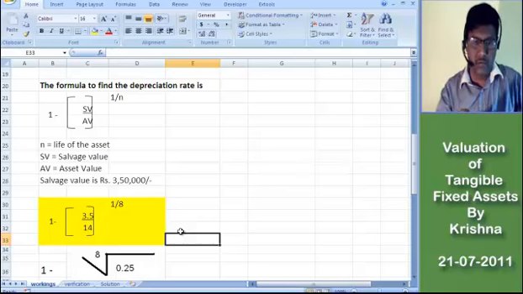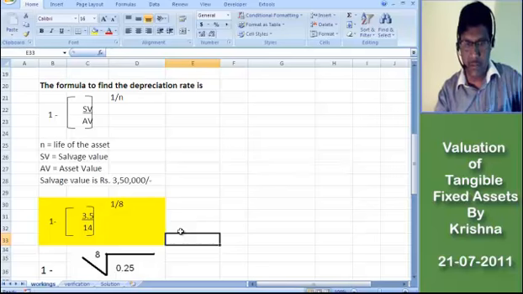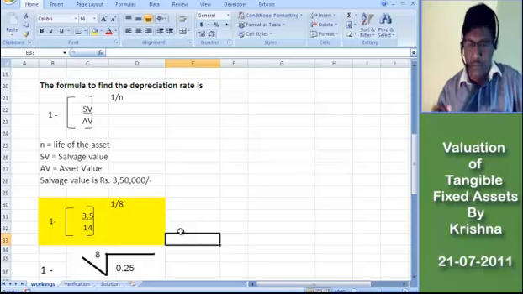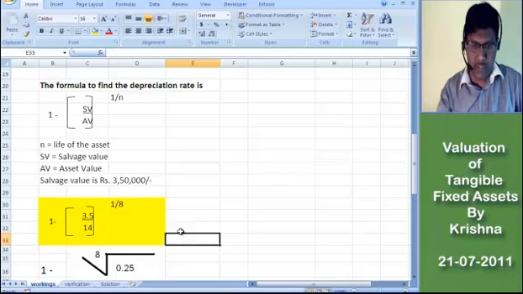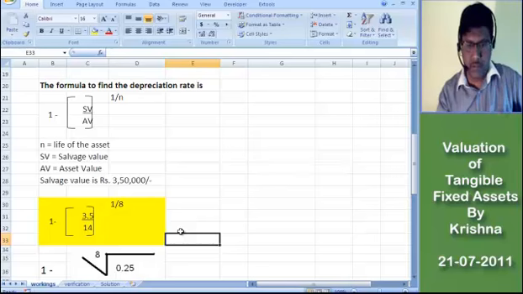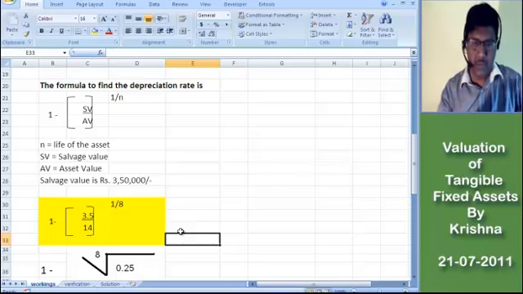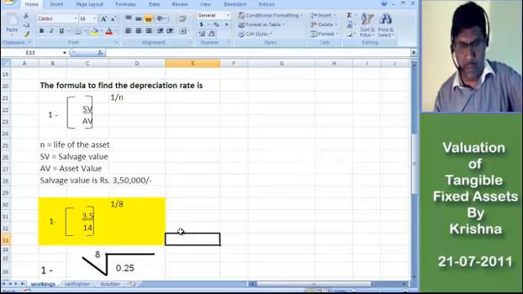Now we have to fit the figures in the formula. So 1 minus 3.5 divided by 14 to the power 1 by 8. So now we can represent this as 1 minus root of 0.25. How we are arriving at 0.25? 3.5 divided by 14, it's 0.25. The 1 by 8 is shifted to before the root.